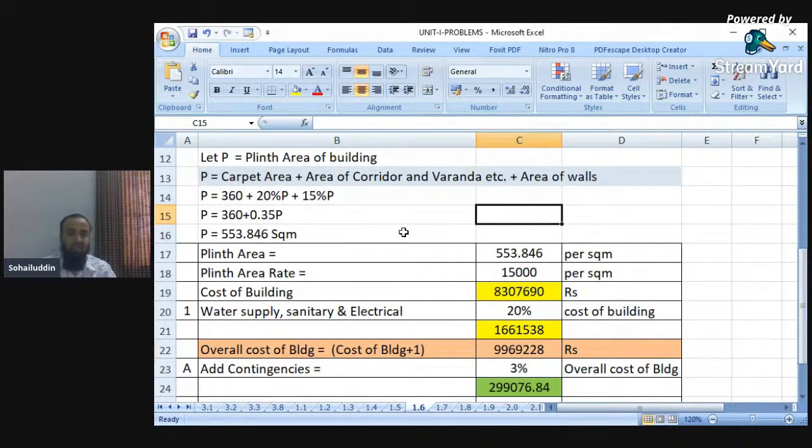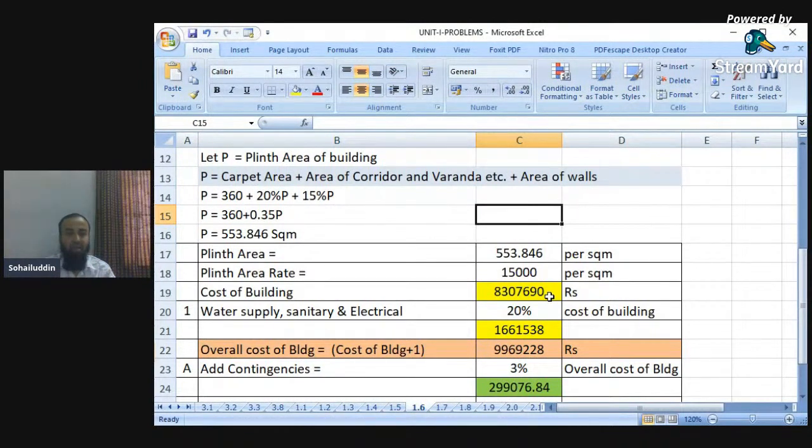The plinth area rate, as mentioned in the problem, is 15,000 per square meter, and cost of building is the multiplication of plinth area into plinth area rate, that is 83,07690. Again, the percentage reserved for water supply, sanitary and electrification is 20%. The 20% of cost of building is reserved for the water supply, sanitary and electrifications, so the cost is 1661538.